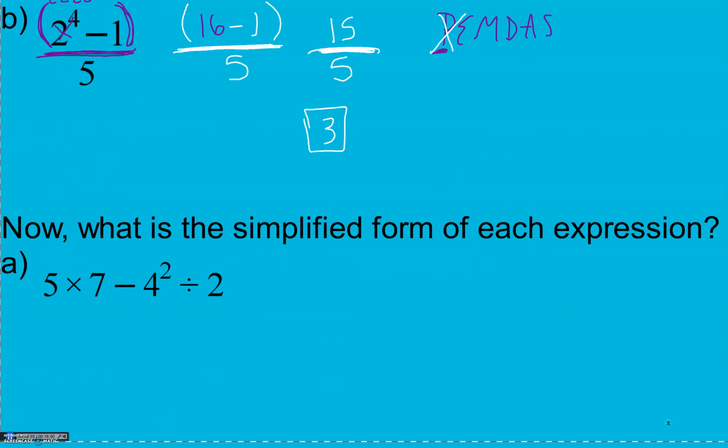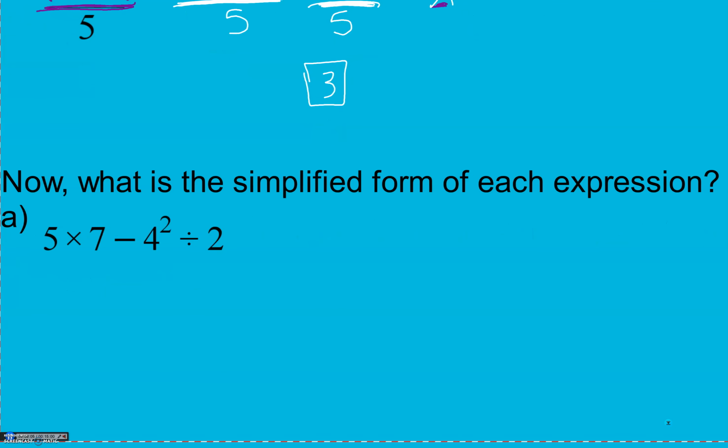We want a simplified form of each expression here. Feel free to pause and give these a try if you'd like. We're going to start off with PEMDAS. So first thing we're going to do is any parentheses if we have them. There aren't any. Then exponents. 4 times 4 gives me 16. We bring down the rest of the problem exactly as it's written.